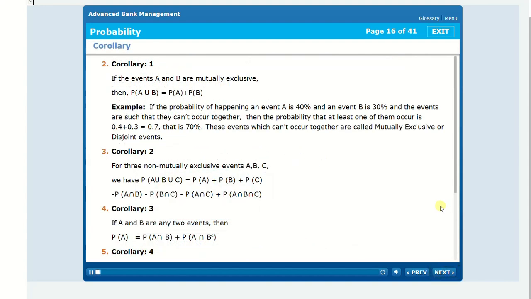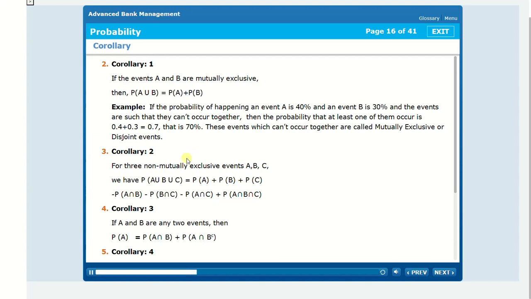Corollary 1. If the events A and B are mutually exclusive, then P(A ∪ B) = P(A) + P(B). Example: if the probability of event A happening is 40% and of event B is 30%, and the events are such that they can't occur together, then the probability that at least one of them occurs is 0.4 + 0.3 = 0.7, that is 70%. These events, which can't occur together, are called mutually exclusive or disjoint events.